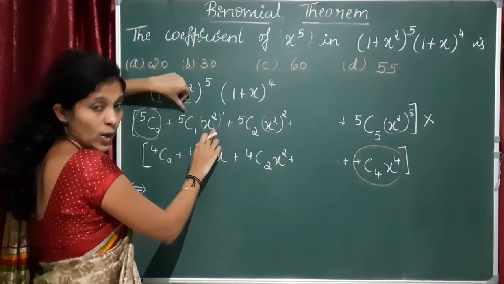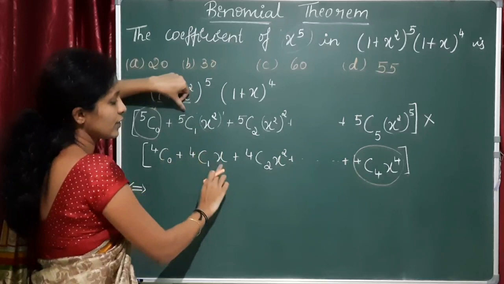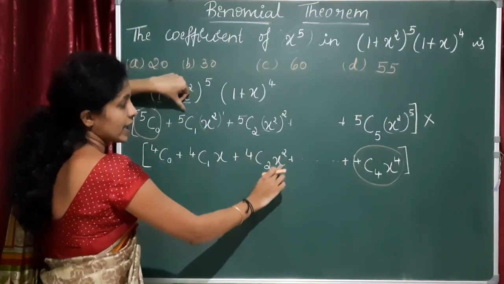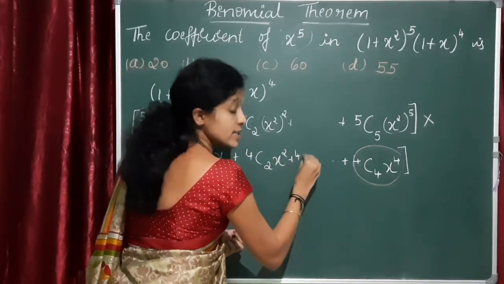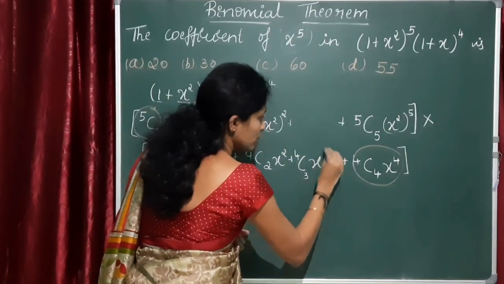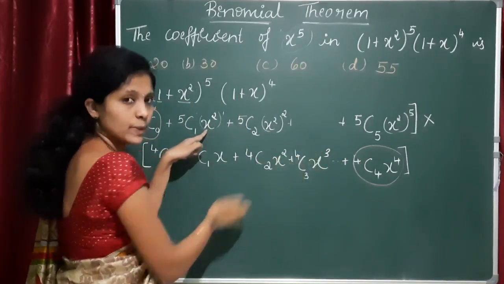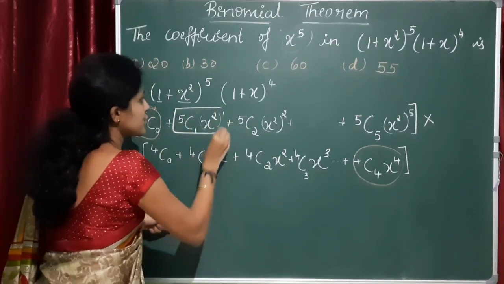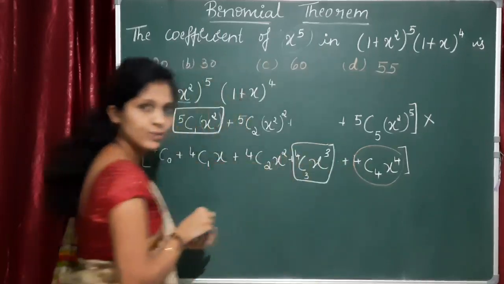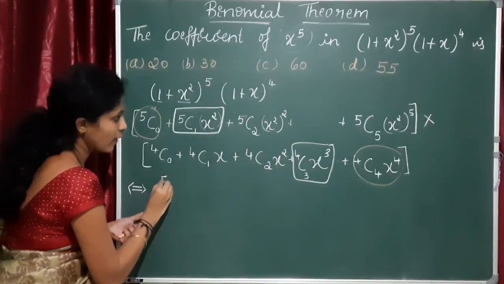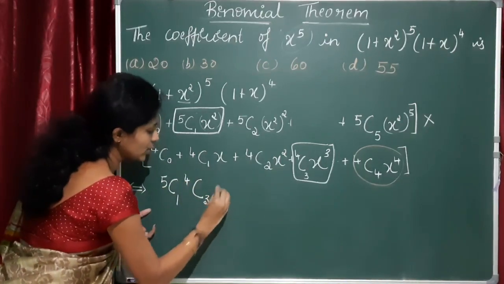5C1 x square. So I have to multiply by x cube so that I'll get x to the power 5. With this, no. With this, no. Now here the next term is there, that is 4C3 x cube. If I multiply x square and x cube, it will be x to the power 5. So this is one coefficient. So what I can write this as: 5C1, 4C3 will be the one coefficient.